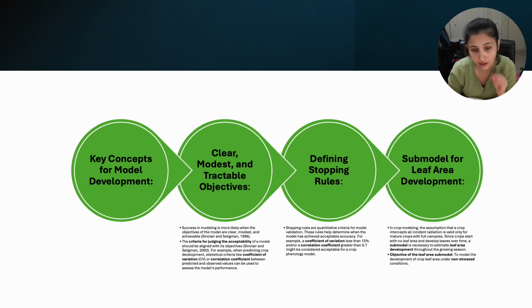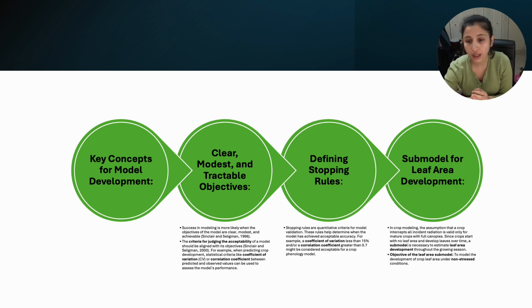So we need to see the criteria for judging the acceptability of the model. Sometimes we may set the threshold. For example, if the correlation coefficient between observed and predicted values is 0.7 or higher, we can say that the model predicted well and it is acceptable. Sometimes we may also say that if the coefficient of variation is less than 15%, that is acceptable. So we should set these criteria. This is also called stopping rules.